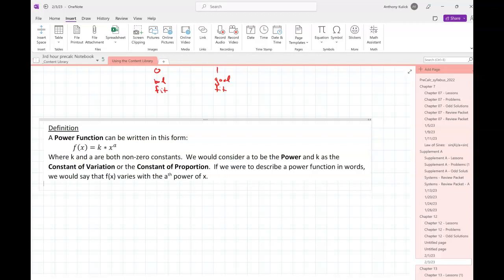Okay. So just a little bit of vocab. The coefficient A, we call the power. K is a constant. It's called the constant of variation, or sometimes the constant of proportion.